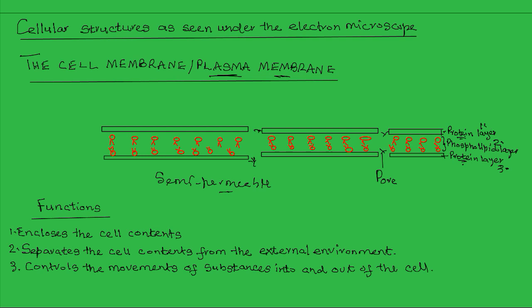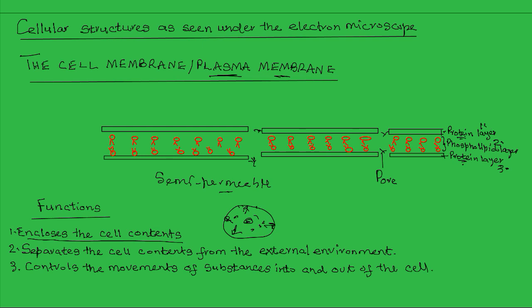The functions of the cell membrane include: 1. It encloses the cell contents. That is, if this is a cell, the cell membrane keeps all the cellular structures within itself, preventing them from getting away.